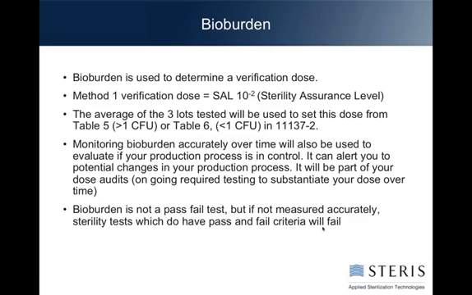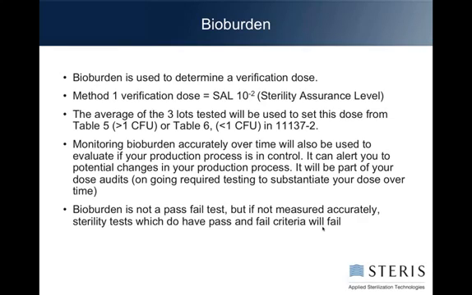Bioburden is used to determine directly the verification dose. In Method 1, the verification dose will have a sterility assurance level of 10 to the minus 2. You're going to be testing 100 samples, and that 10 to the minus 2 is the sterility assurance level on those samples only that you're trying to show, not the sterility assurance level of your final product. The average of the 3 lots tested will be used to set this dose from Table 5 or Table 6 in 11137-2. Monitoring bioburden accurately over time will also be used to evaluate if your production process stays in control.